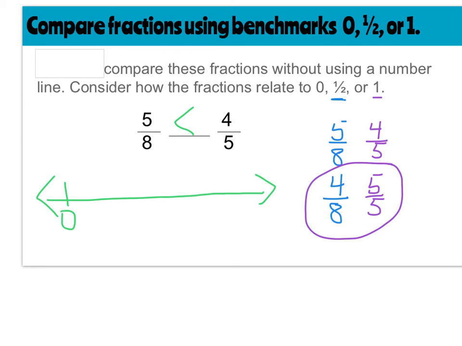I have 0, and I have 1. I want to put my benchmark 1/2 on there. I can label 1/2 as 4/8, and that helps me see that 5/8 is really going to be right about here. And then if I want to take a look at 4/5, I know that 1 whole is 5/5, so that's really just a fifth away from 1 whole.